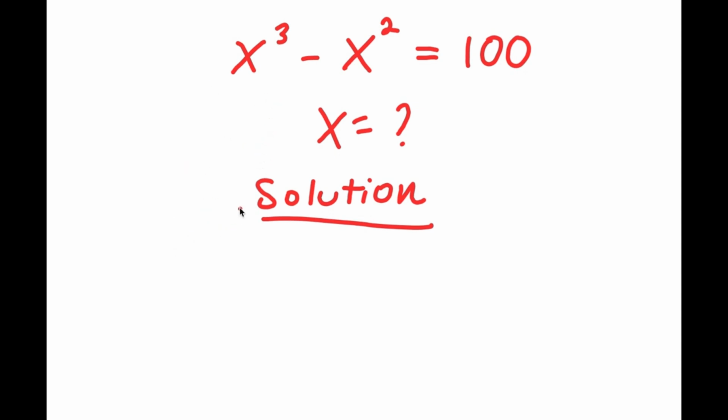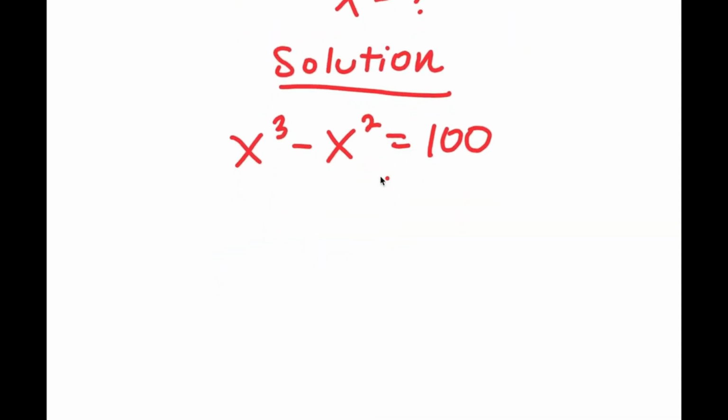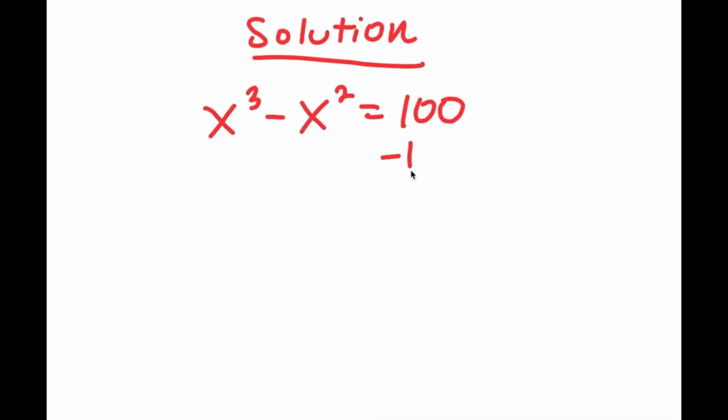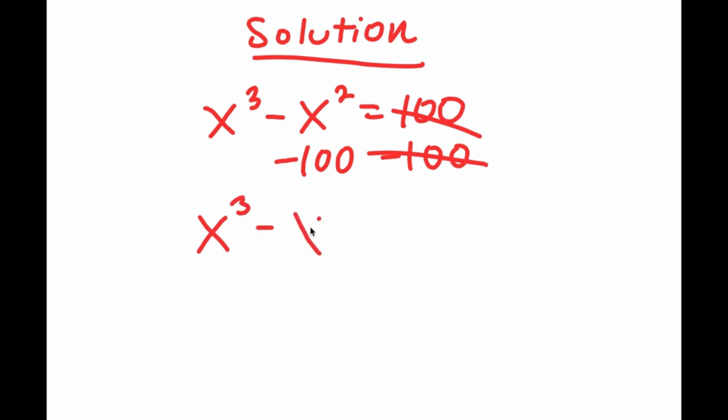I'm going to rewrite my equation down here so I have a little more solving space. So I have x to the power of 3 minus x squared is equal to 100. And now I'm going to subtract 100 on both sides as my first step. So now I get x to the power of 3 minus x squared minus 100 is equal to 0.